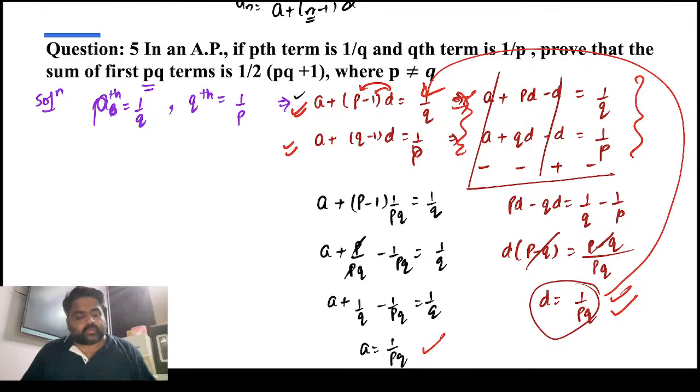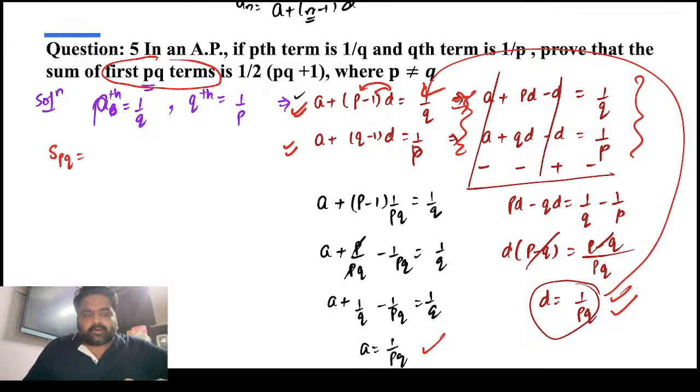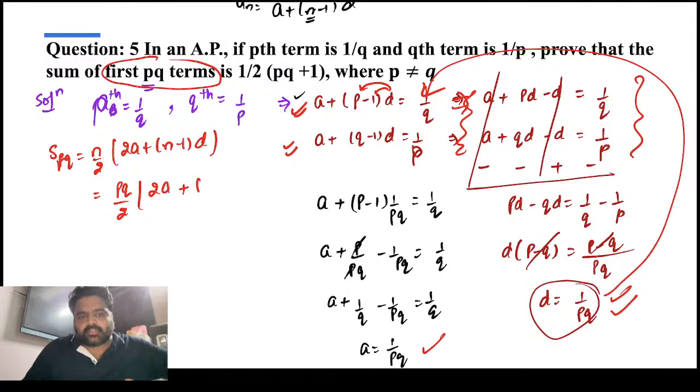The value of a you know and the value of d you know, right? Now we need to find out the sum of first pq terms. The formula for Sn is equal to n by 2 [2a plus n minus 1 into d]. The sum of first pq terms is pq upon 2 [2a plus pq minus 1 into d].